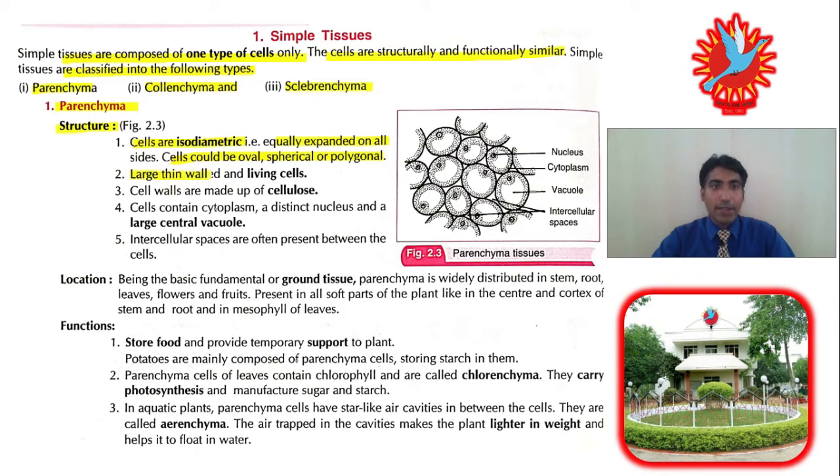The cells of this kind of tissue, parenchymatous tissue, are large cells, but the wall is thin, and these cells are always living. This is the main basic character of the simple tissue. The cell wall is made up of cellulose. Okay, this is the main feature of the plant cell. The cell contains cytoplasm, a distinct nucleus and a large central vacuole.